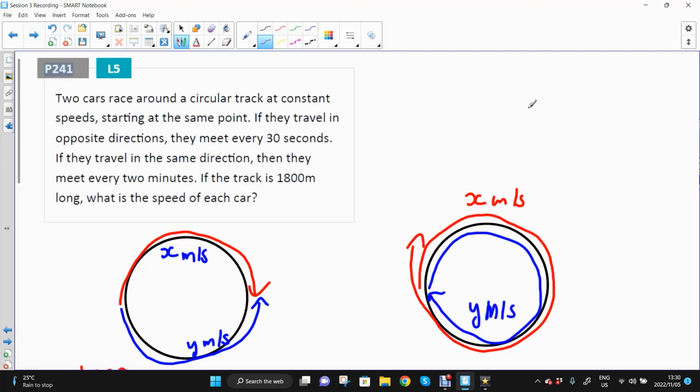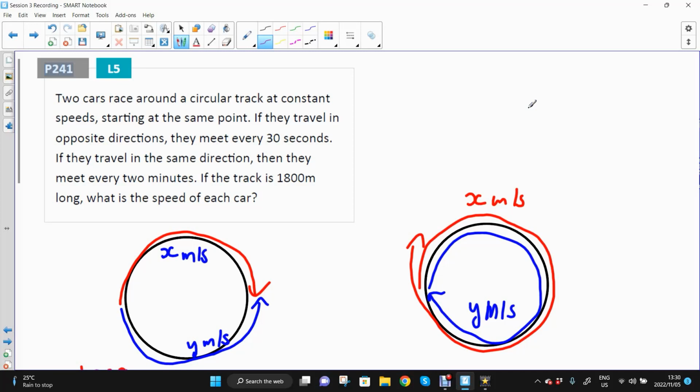Then for our last question. Two cars race around a circular track at constant speeds, starting at the same point. If they travel in opposite directions, they meet every 30 seconds. If they travel in the same direction, then they meet every 2 minutes. If the track is 1,800 meters long, what is the speed of each car?